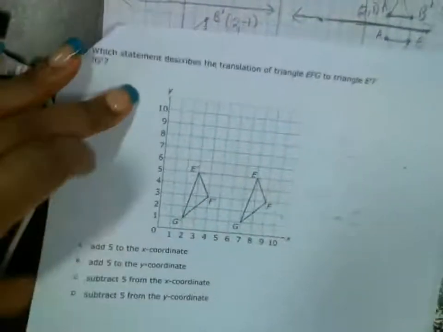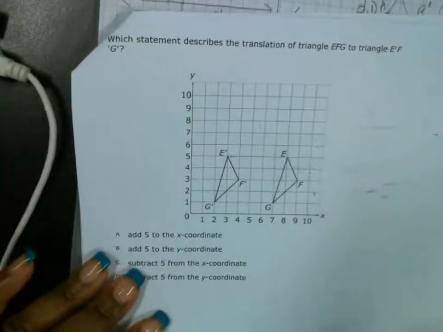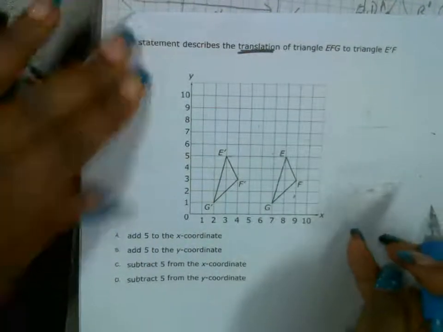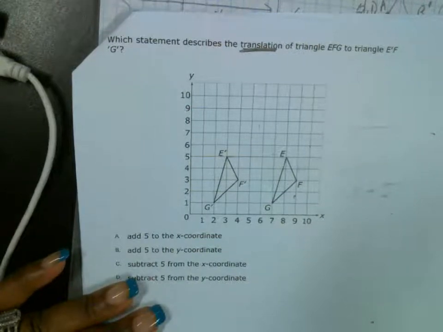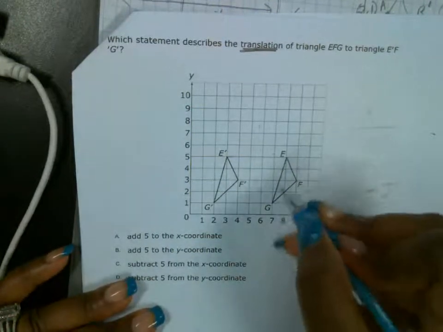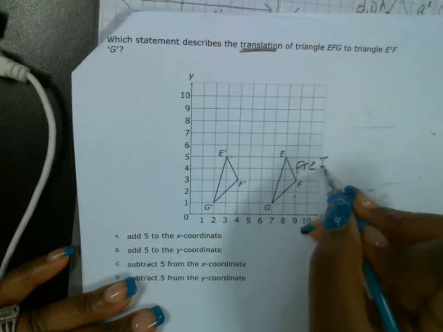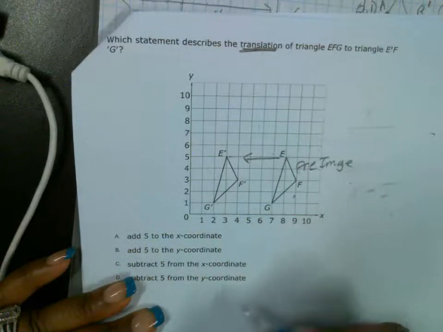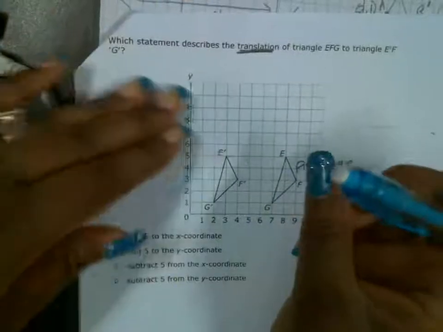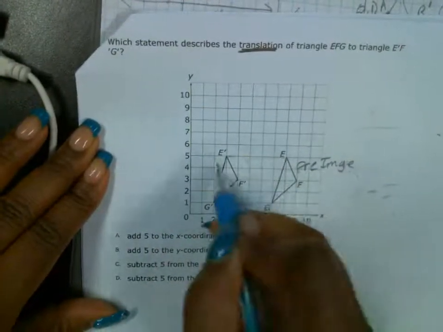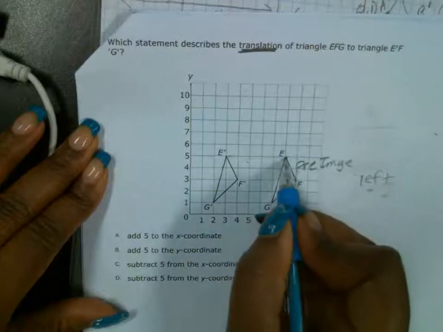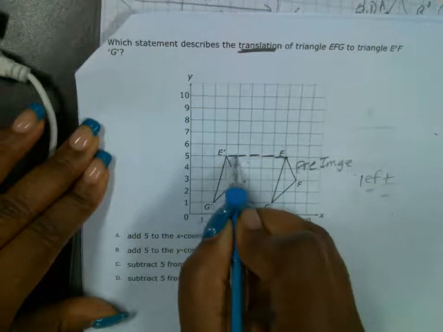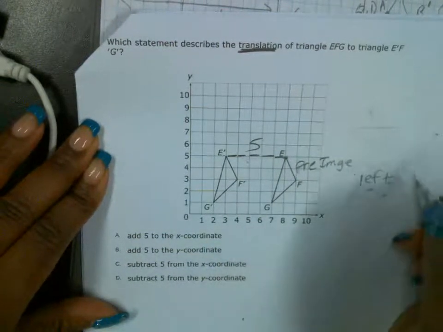So if you see a problem that is like this, look. It's asking you, what is the transformation here? What's the translation? You're sliding it. First, you got to figure out which one is the pre-image and which one's the image. This is the pre-image because this doesn't have the tick marks. So we're going from here to here. Okay? So now, how are we moving? We're going to the left. Left how many times? 1, 2, 3, 4, 5. So this is to the left 5.